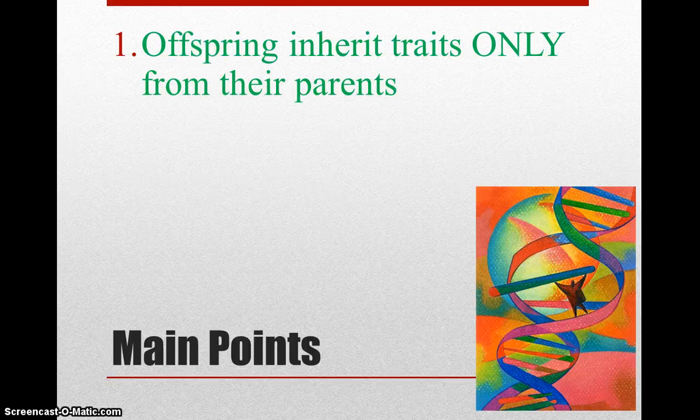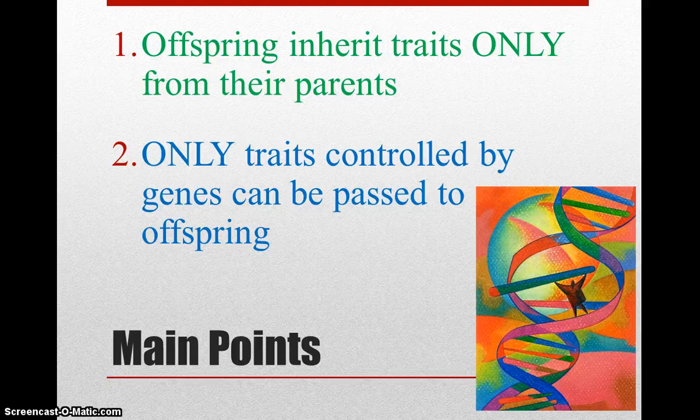So let's review. Number one, offspring inherit traits only from their parents. So no matter what you've heard about, hey, you got your eyes from your grandmother, or hey, you got your hair from your uncle, your only direct source for genetic information is your parents, your mother and your father. The other really important point is that only traits controlled by genes can be passed on to offspring.